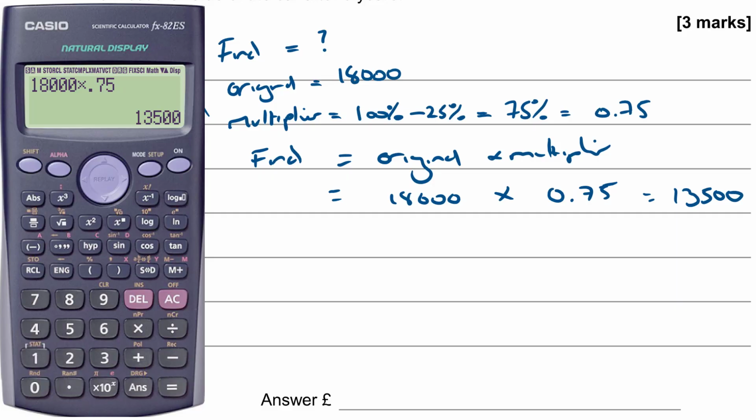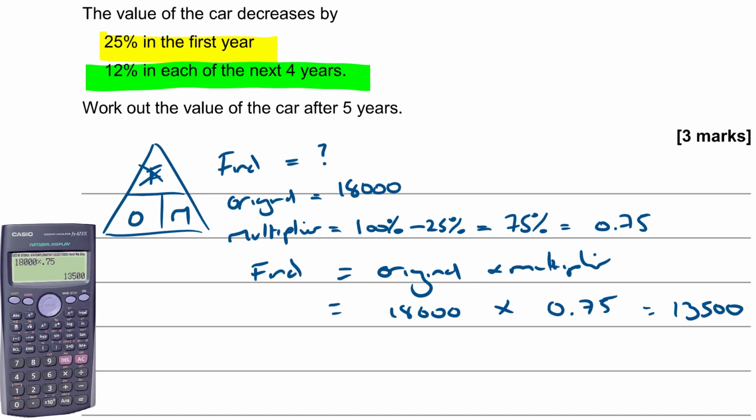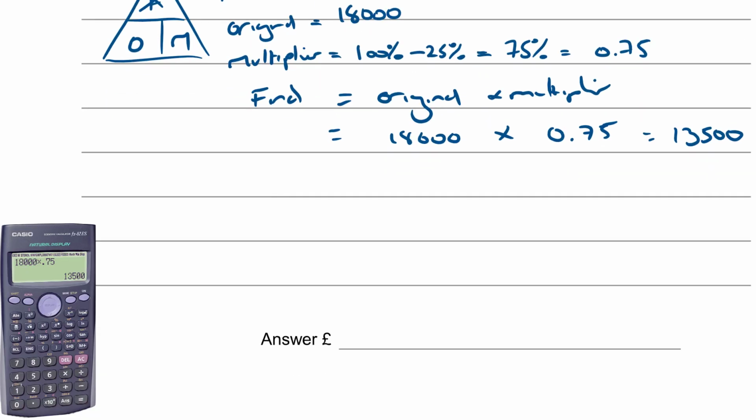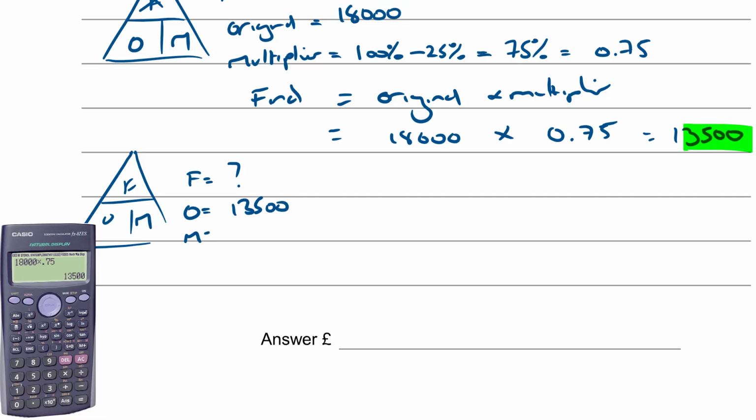Now for the next 4 years, the rate is staying the same. It's going to be reducing by 12% each year. So again, using my FOM triangle, final is what I want to find. Original is my value from before, after the first year, so that's 13,500. My multiplier this time, starting with 100%, subtracting 12% per year, is 88%, which is 0.88 as a multiplier.